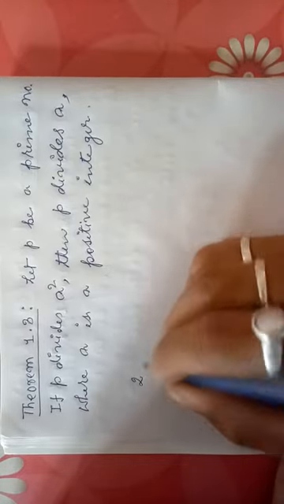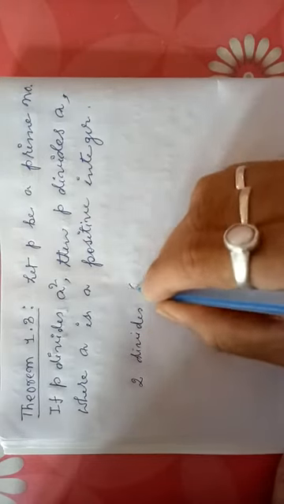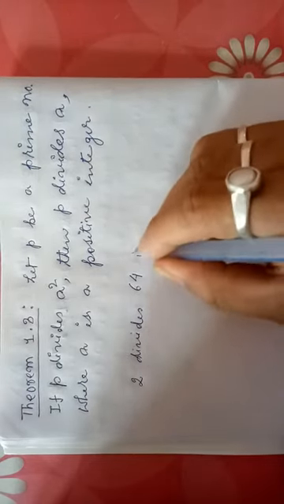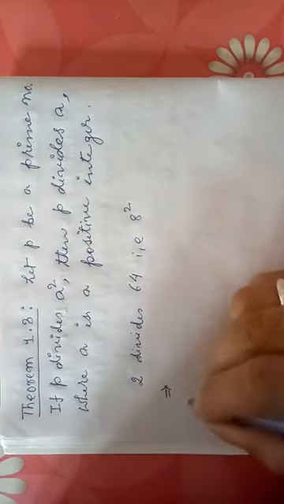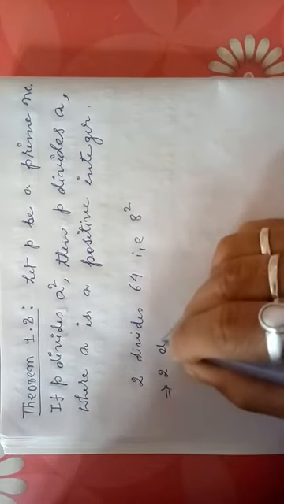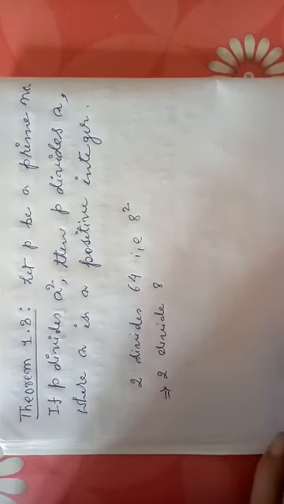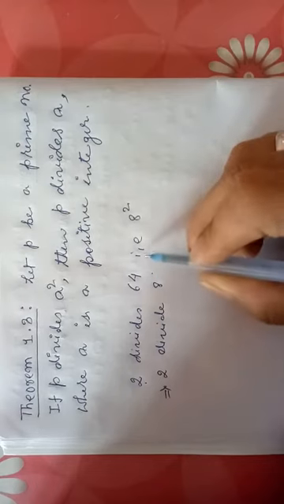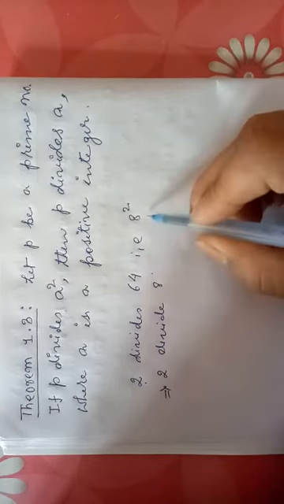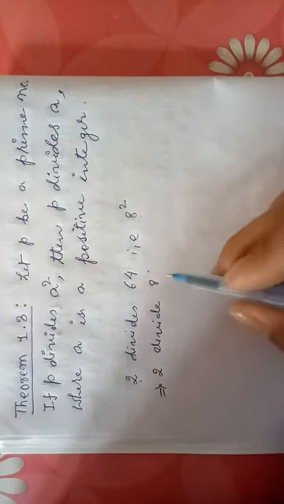So, if 2 divides 64, that is 8 square, then 2 divides 8 also. 2 is a prime number and 2 divides 64, that means 2 divides 8 square implies 2 divides 8 also.